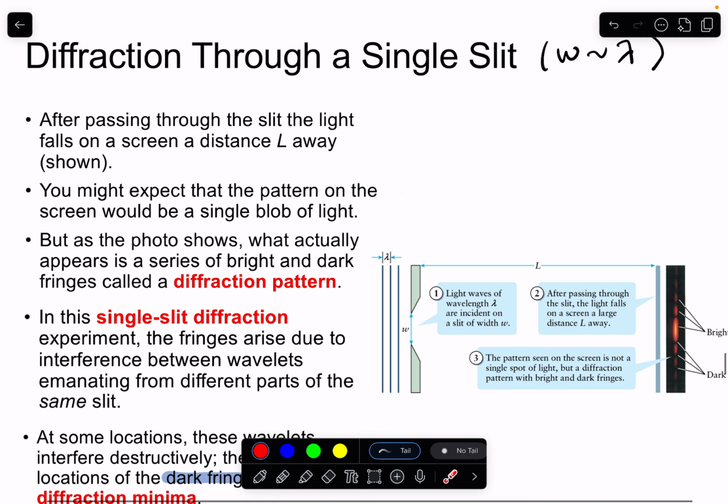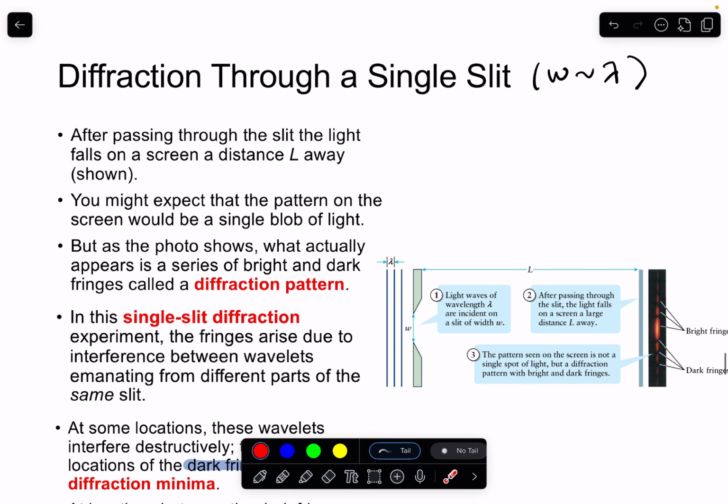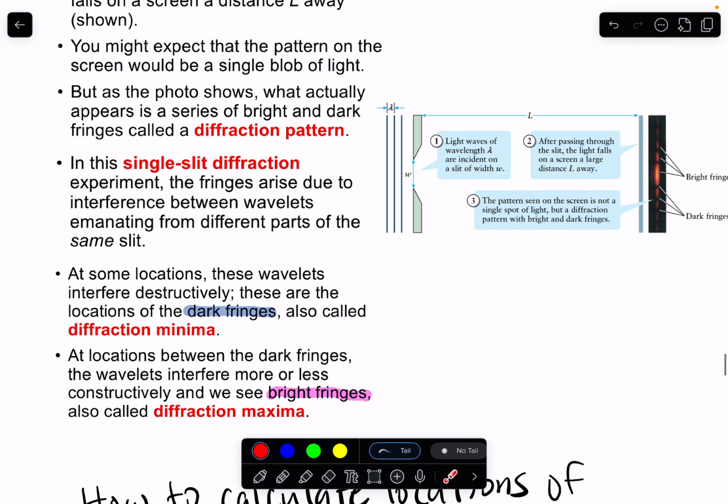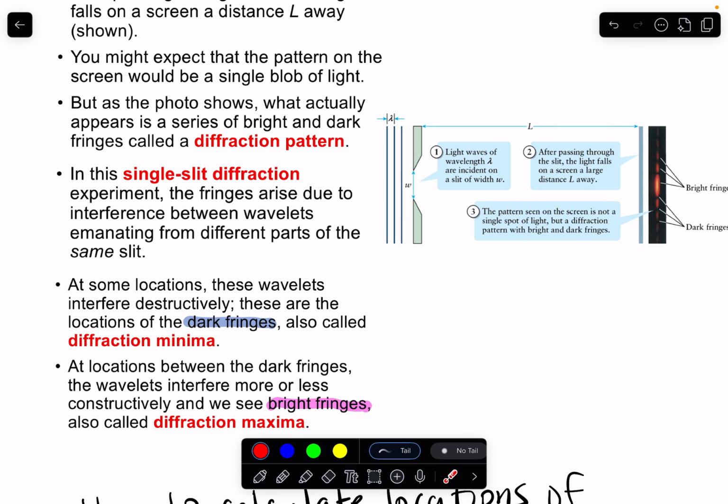But the diffraction conditions are going to be a little bit different. Again, we're going to call the dark fringes diffraction minima, instead of interference minima, and the bright fringes are diffraction maxima. So there's a different physical reason for these patterns. In the double slit experiment, it was due to interference of two different waves, and in diffraction, it's due to one wave.